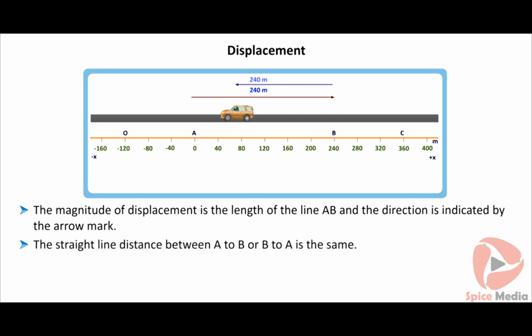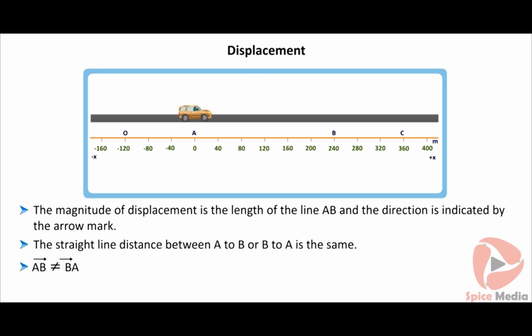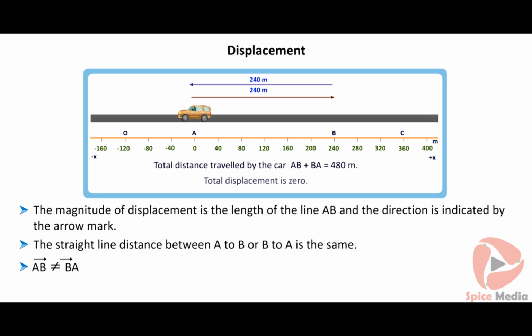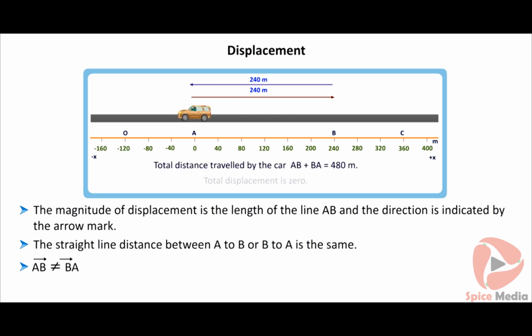The straight line distance between A to B or B to A is the same. But displacement AB vector is not equal to displacement BA vector, as the body is moving in the opposite direction. AB vector is not equal to BA vector. Displacement has both magnitude and direction, and it is a vector quantity or simply a vector.